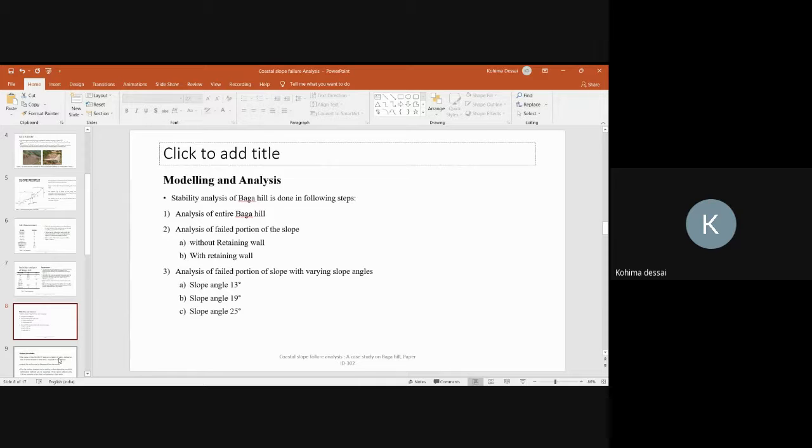The analysis was done in 3 parts. Firstly, the entire Baga Hill was considered for the analysis, that is, slope A and B were considered. Secondly, the analysis of only the failed portion of the slope was done, that is with the retaining wall and without the retaining wall. And thirdly, the analysis of the failed portion of the slope was done by taking into account different slope angles, that is 13 degrees, 19 degrees and 25 degrees.